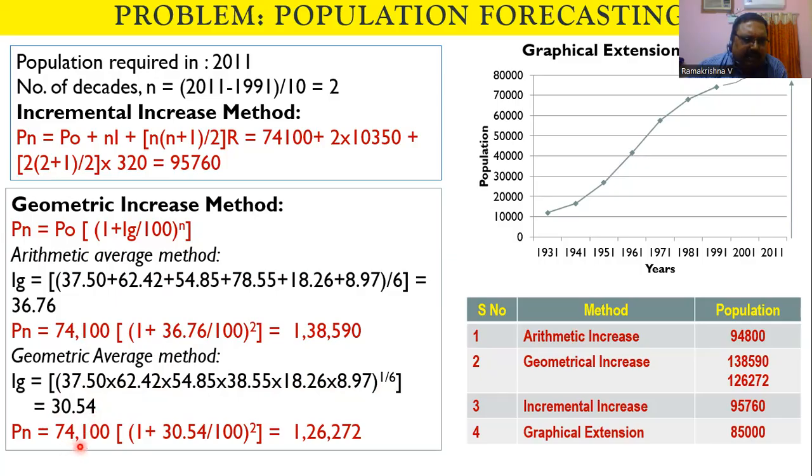You substitute in this formula: 1 plus 30.54 by 100, whole to the power of 2. This 2 is basically the number of decades. The 1 by n is based on the number of entries which are considered for calculating the average. It is 1,26,272.